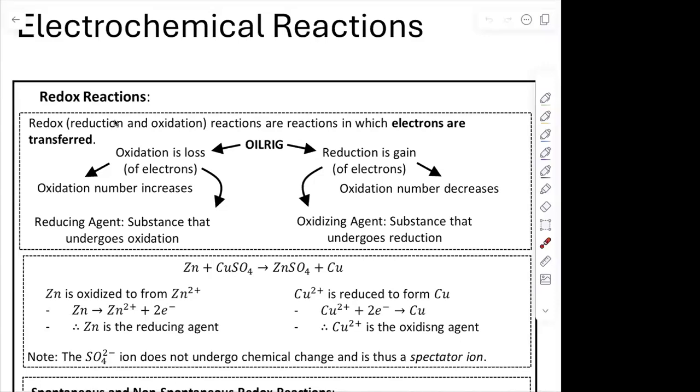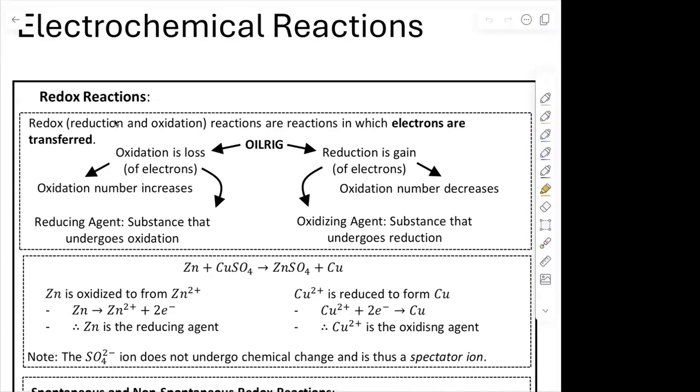Very, very important. You're going to have one species donating or losing an electron, and one species gaining or accepting an electron. Oxidation is the process by which a species loses an electron. Your oxidation number will increase in that case, and when you get oxidized, we call you the reducing agent. I'll come back to that shortly. The other side of redox is reduction, which is the gain of electrons. Your oxidation number will decrease when you undergo reduction, and the substance reduced is known as the oxidizing agent.